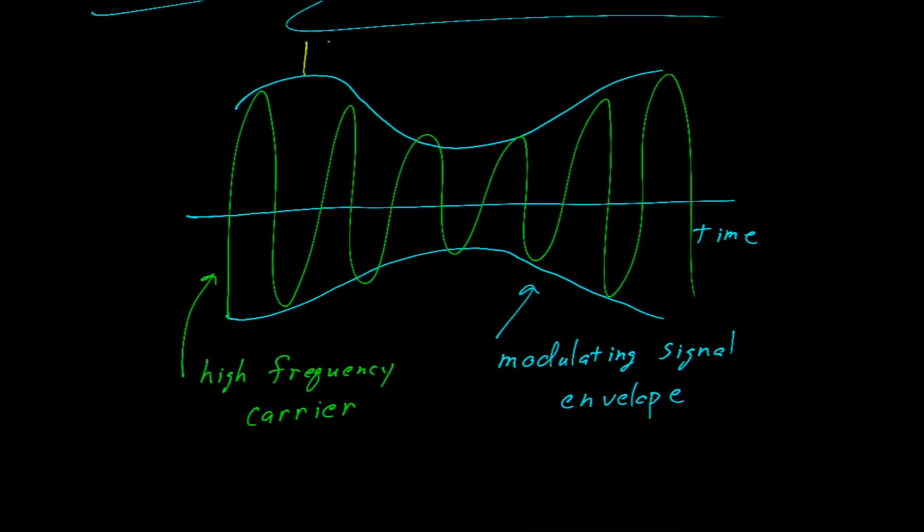The period of the modulating signal is from this point to this point here. So that's the period of f sub m, whereas the period of the carrier would be from this point to this point.